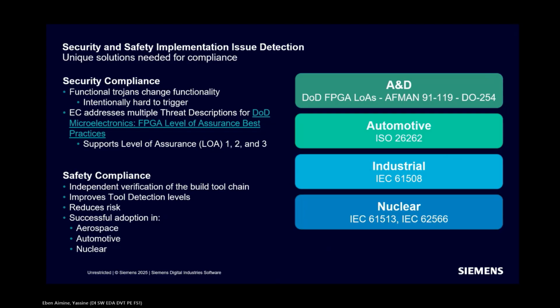assurance when it comes to security compliance. So not only do you want to check that the functionality is maintained through the implementation process, as you go through synthesis, as you go through place and route, and all the way to bitstream generation, you want to make sure that there are no Trojans in the system. And as I said, if you've got safety compliance, then you want to be able to demonstrate that.